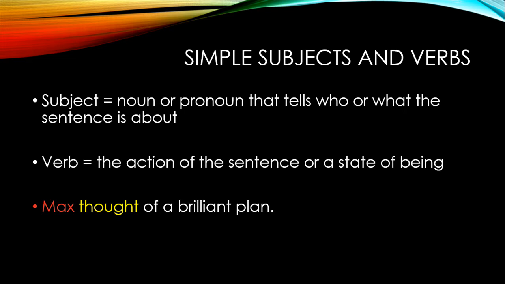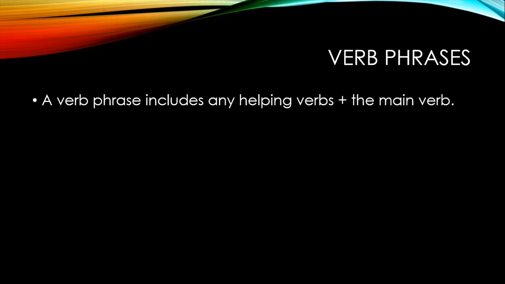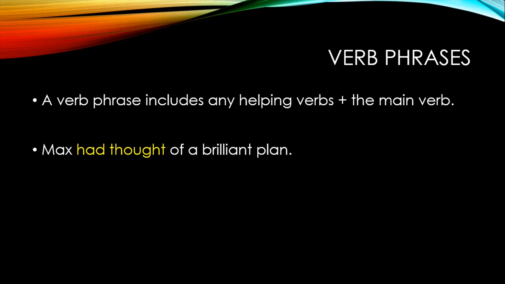Now that's a pretty simple one. But when looking for subjects and verbs, it's going to be easiest if you find the verb first so that you can ask yourself who or what is doing that action. Now, verbs can be tricky because they can be part of verb phrases, which is basically any helping verb along with the main verb. In that last sentence, it wasn't a whole phrase, it was just a verb. But look at this. Max had thought of a brilliant plan. Well, now the entire verb is had thought. Both words need to be included because it has a main verb, but it also has helping verbs.